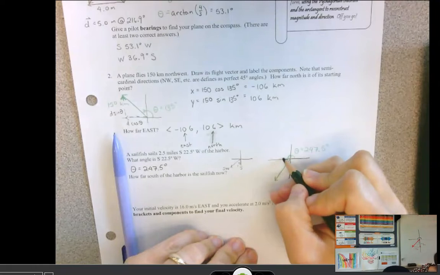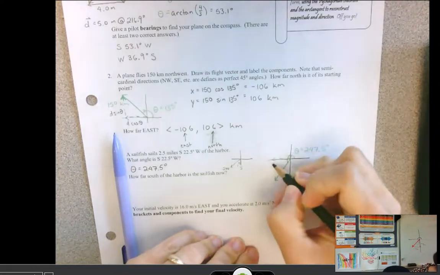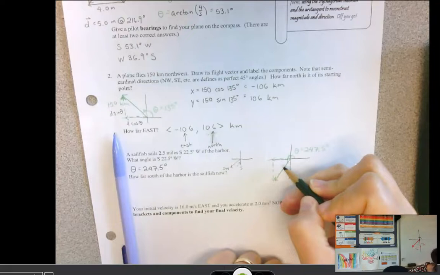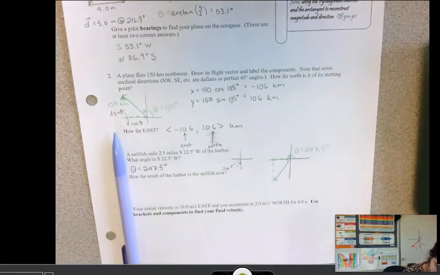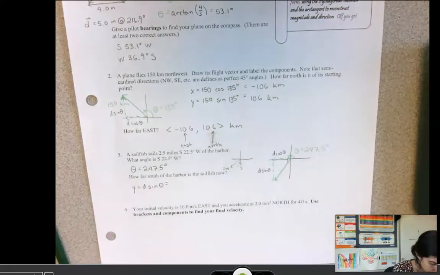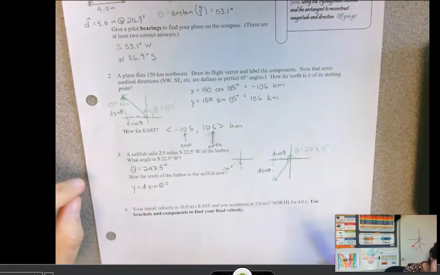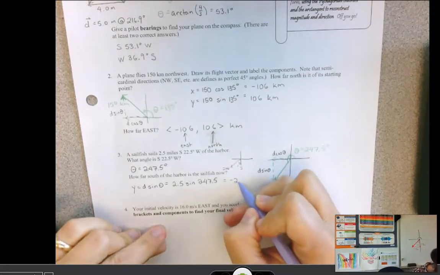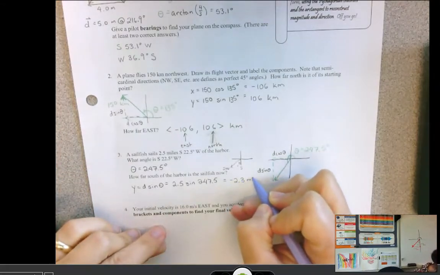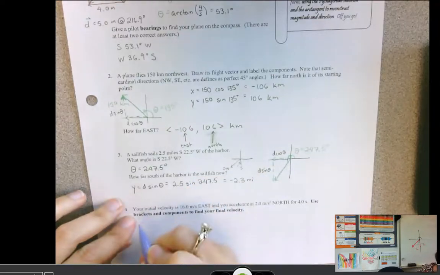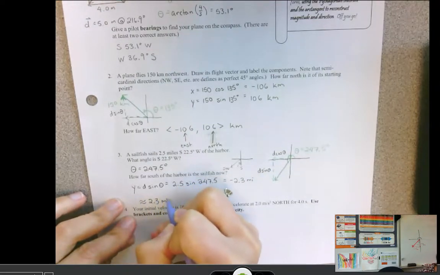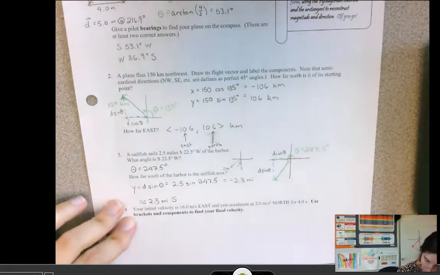Now we can find vector components. Again, don't forget your arrow. There is west. Don't forget the arrow. That is south. Notice we're building off the x-axis where we possibly can. The question asks for the y component. That's d sine theta. That's about negative 2.3 miles or so. That means the boat is about 2.3 miles south of the harbor.